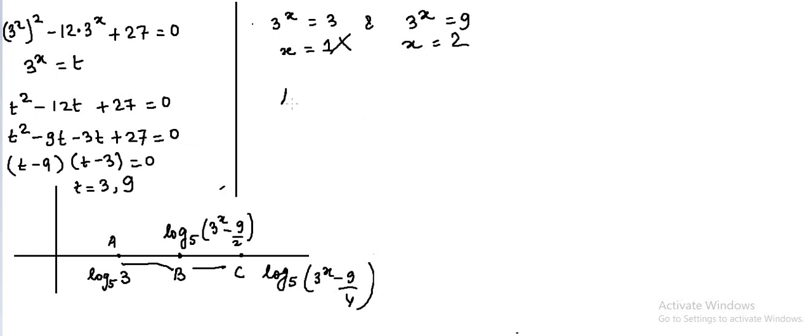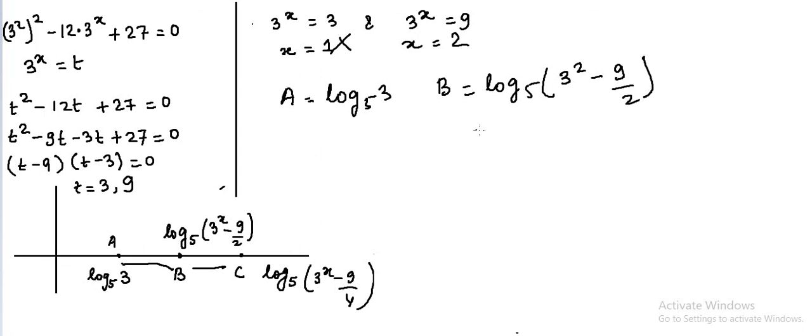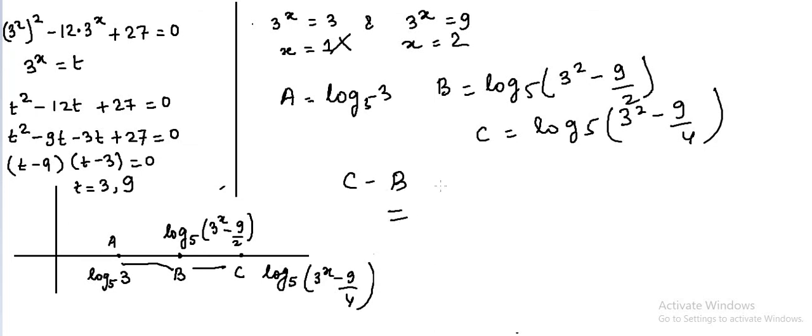Now we have found a is the same as given, that is log base 5 of 3. Now b becomes log base 5 of (3 whole square minus 9 by 2), and c is equal to log base 5 of (3 square minus 9 by 4). So these points are there. And one more thing is that these points lie on the x-axis, so these are linear. So subtracting them will give you the distance between them. If you do c minus b, it will give you the distance between c and b.